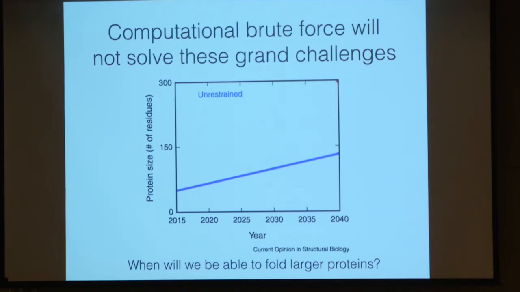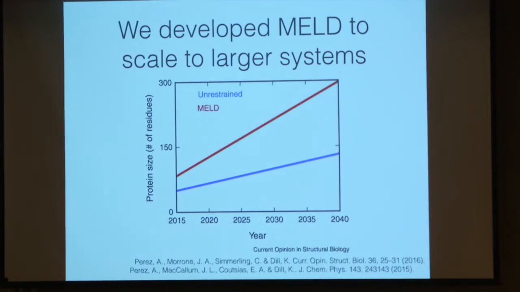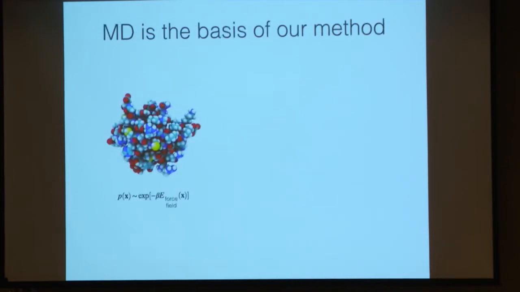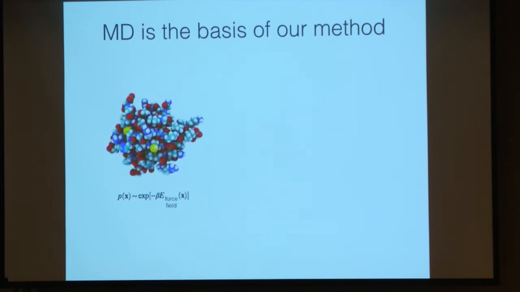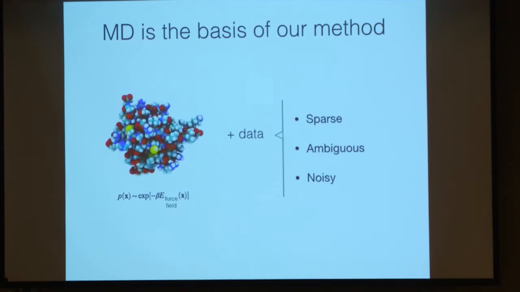So what we have been using in Blue Waters is a technique we call MELD, modeling employing limited data, which scales much better, but still not as fast as we would like. We're solving some proteins that we could not solve before, and we're trying to improve the methodology to go even farther. So how does this methodology work? Under the hood is molecular dynamics, so it's using Newtonian physics to integrate the equations of motion through time. The advantage in MELD over traditional molecular dynamics is that we introduce data. In particular, we use data that is sparse, ambiguous, and noisy.